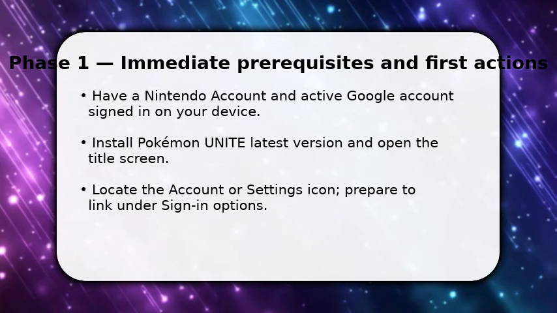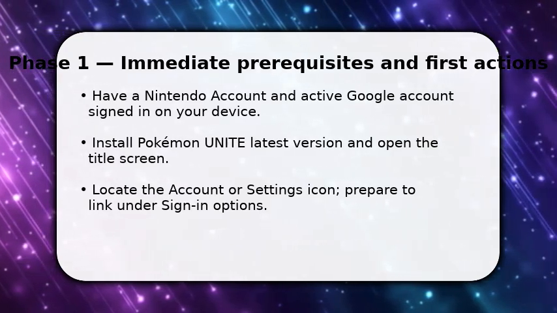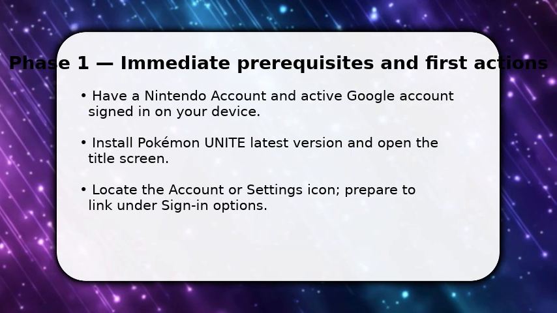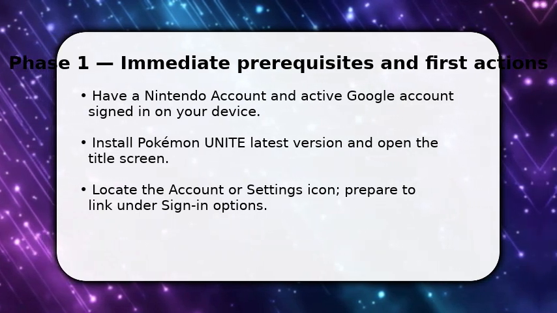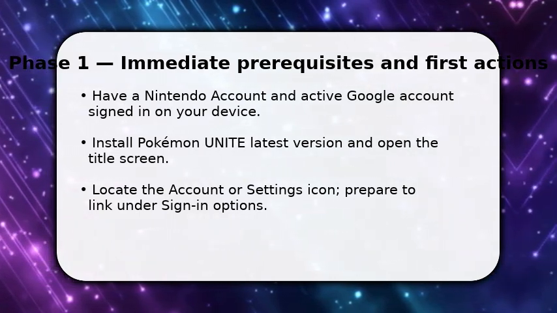Enjoy the video. You start by confirming two essentials, a working Google account and a Nintendo account. Once done, launch Pokémon Unite and watch the title screen. This is where linking begins.